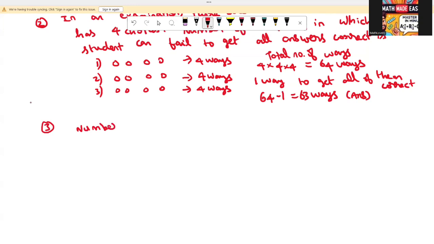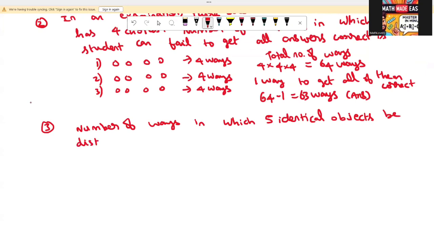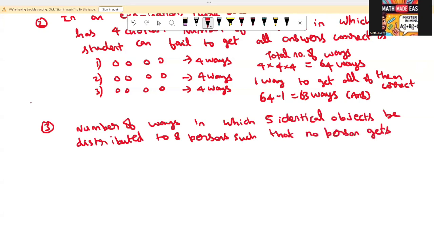Number of ways in which five identical objects can be distributed to 8 persons such that no person gets more than one object. So this means each person is going to get less than or equal to one only. So it should be either equal to one or less than one.